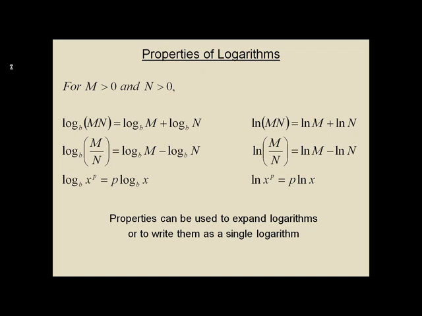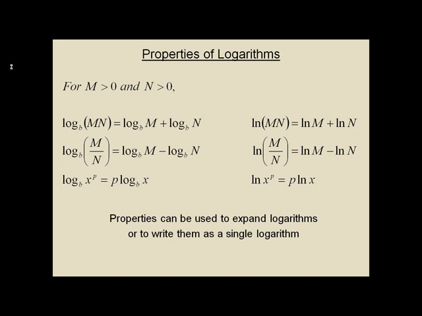The third property, log base b of x raised to the p power equals p times log base b of x. This property allows us to have an argument where we have a variable raised to a power, and this allows the power to be moved out in front of the logarithm. So these are the three properties of logs that we can use.